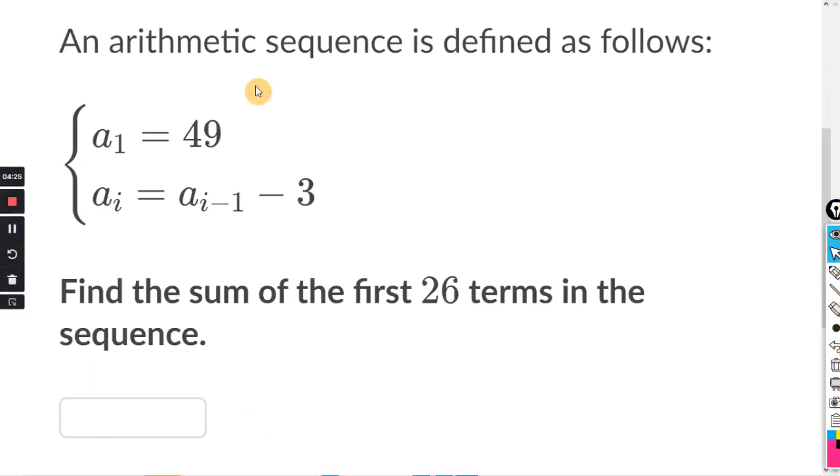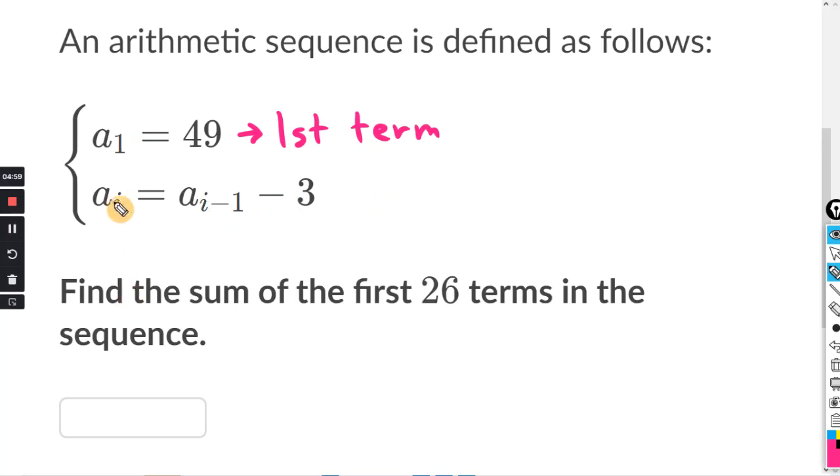All right, the arithmetic sequence is defined as follows. Find the sum of the first 26 terms in the sequence. So they give us a1, and that is the first term. And right here, this is a_i, and this is a_(i-1), and then minus 3. All they are saying is you subtract 3 from the previous term to get the new term.